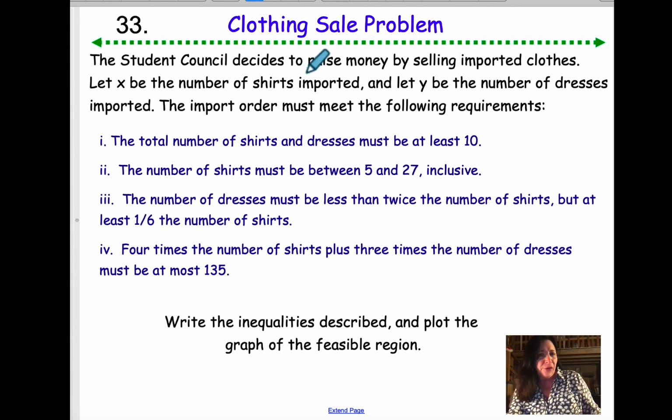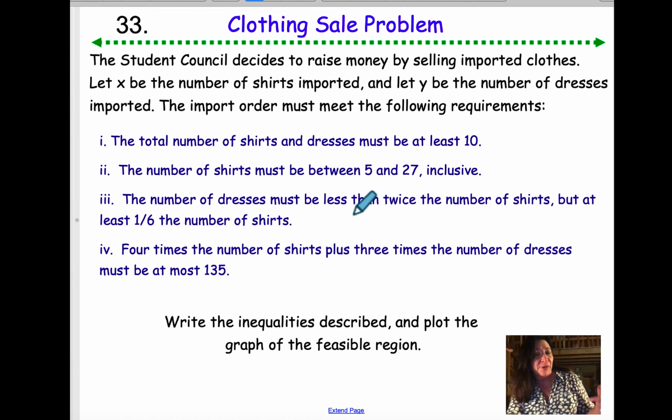Clothing problem: student council decides to raise money. They want to sell imported clothes. X is the number of shirts. Y is the number of dresses. The import order must meet the following requirements. These are your constraints. The total number of shirts or dresses must be at least 10. What I would suggest that you do right now is to pause the video, write your constraints down, and then on the next page, I have the solutions and I want you to check them. That's it. The number of shirts must be between 5 and 27, inclusive, which means they include 5 and 27.